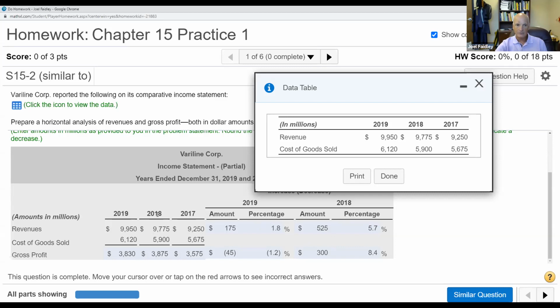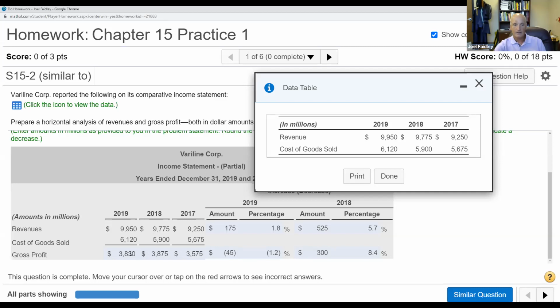2019 base year is 2018. So 2019 minus 2018 gives you 175. Again, 175 divided by 97.75 will give you 1.8%. Same thing down here. Base year is 2017, 38.75, so it went up $300. 300 divided by 35.75 is 8.4.